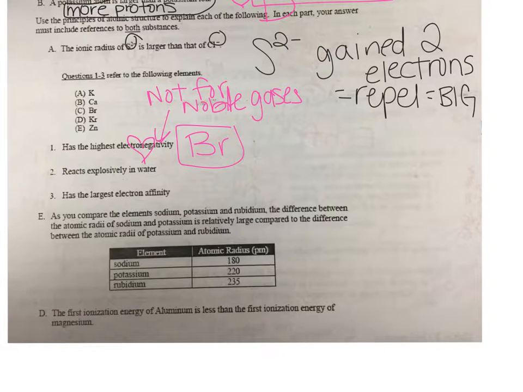All right. Reacts explosively in water. That's going to be the alkali. So who's in group 1? Potassium. Okay, your alkali metals.